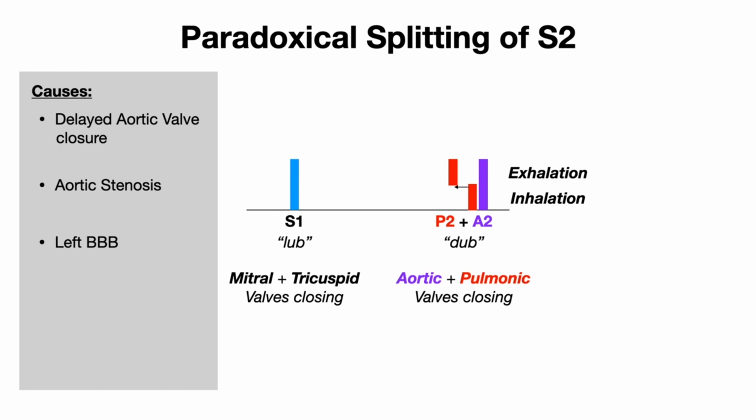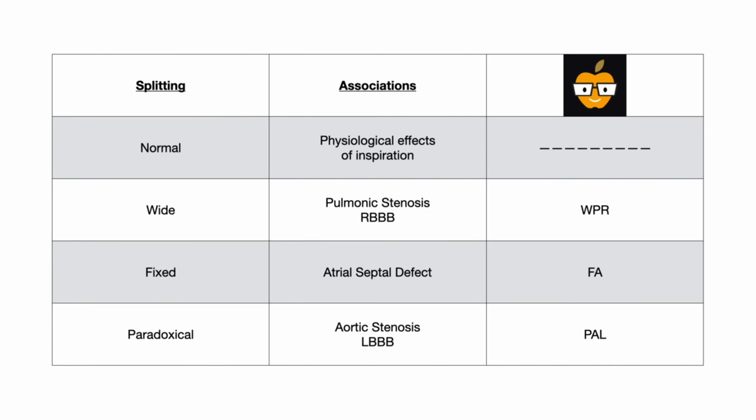So after I explained it, I think it makes a lot more sense, but let's do a summary slide. So here is normal, wide, fixed, and paradoxical splitting and what they're associated with. So normal is just the physiological effects of taking a breath in. Wide splitting is associated with both pulmonic stenosis and a right bundle branch block. Fixed splitting is associated with that left to right shunt, so your atrial septal defect.